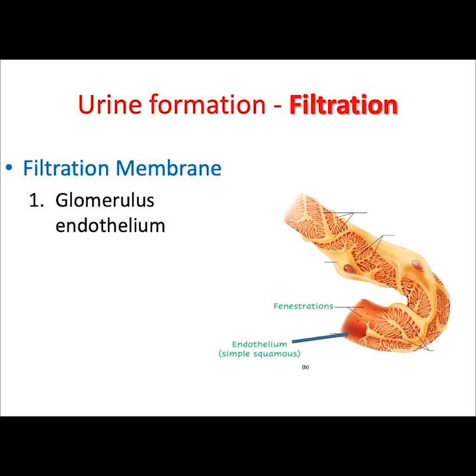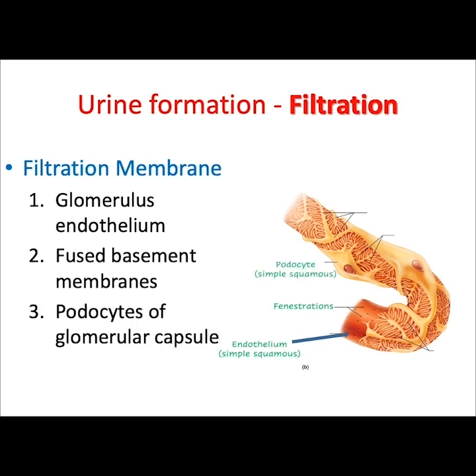The second layer consists of the fused basement membranes of the glomerulus endothelium, as well as the visceral layer of the glomerular capsule. So the visceral layer of the glomerular capsule makes up the third layer. The cells that make up the visceral layer are called podocytes. They have processes that interdigitate with one another, creating filtration slits. The fenestrations of the endothelium and the filtration slits of the podocytes determine what can be filtered. If it is small enough to go through the fenestrations and the slits, it can be filtered.